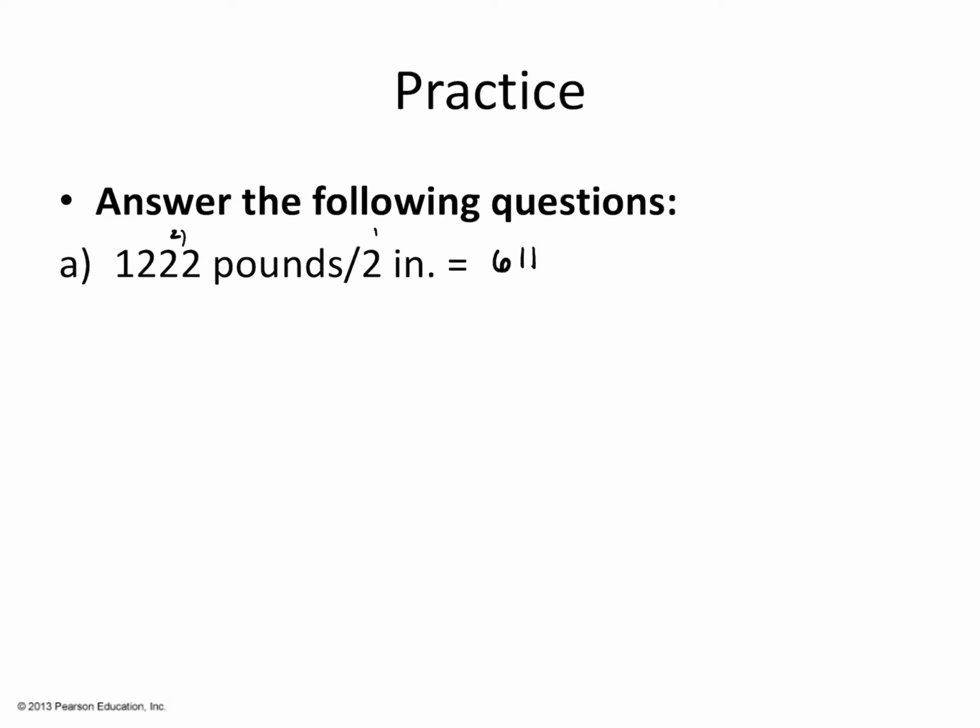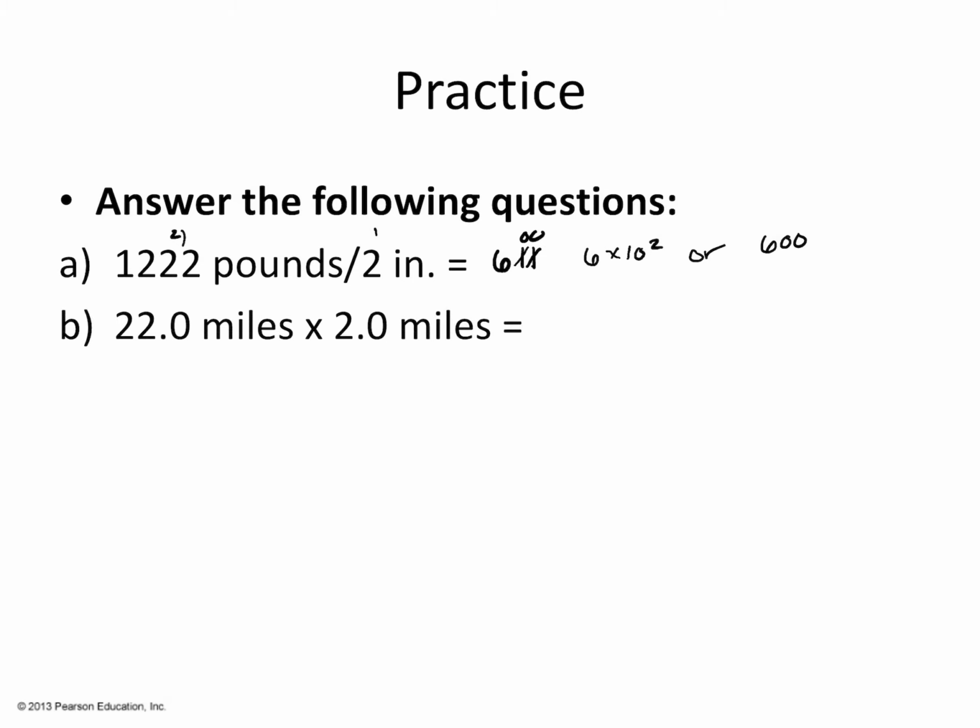So what can I do to my 611 to get 1 sig fig? You can write in scientific notation. You can write 6 times 10 to the second to get 600. Or you can drop the 11 to zeros since they're below 5 and have 600. You round down. Next, 22.0 miles times 2 miles. So 22 times 2 is 44.